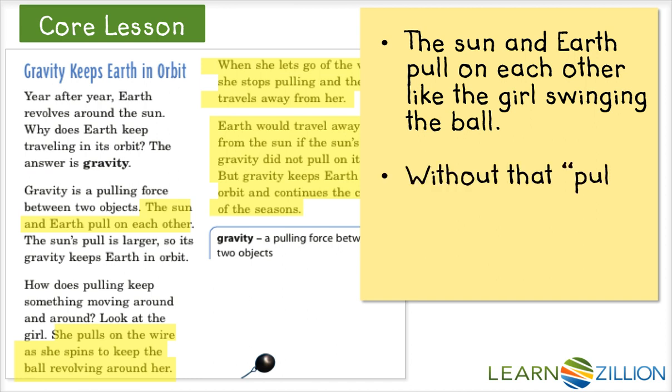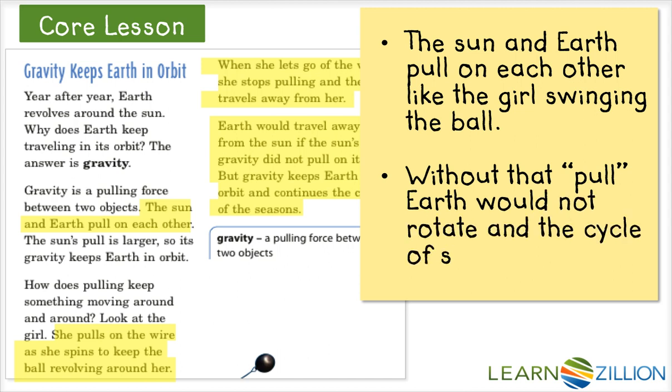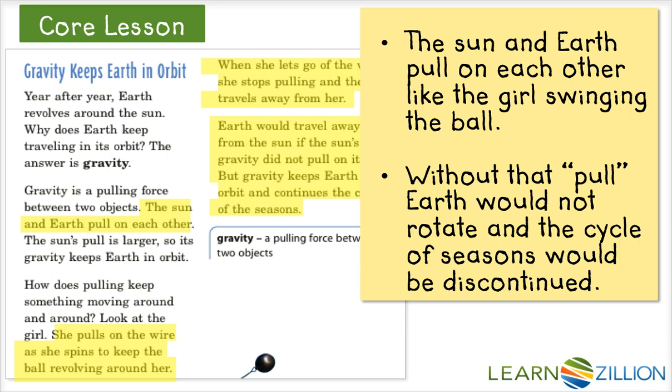Also, something else that was important is that without that pull, Earth would not rotate and the cycle of seasons would be discontinued. And that was really important to me because I know how important the change of seasons is in the way of life. So I definitely wanted to write that down. That was a big understanding that I got out of the photograph and rereading the text together.